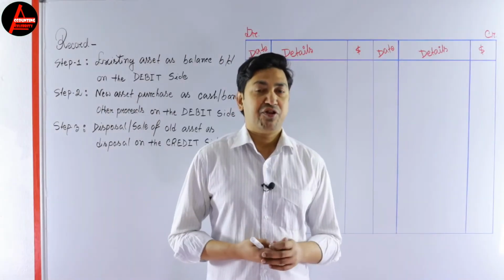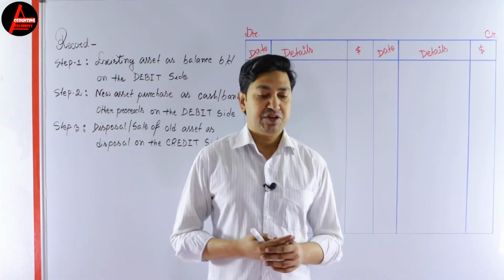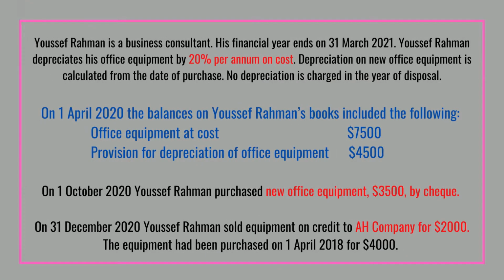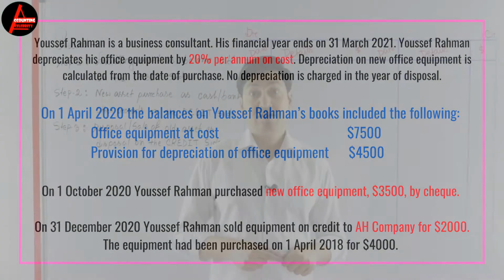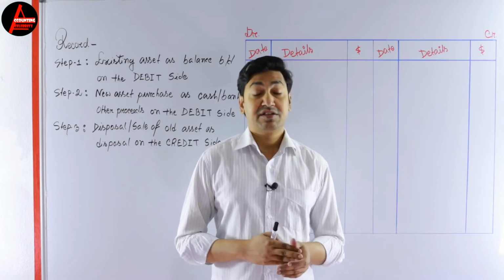So we have here the rate of depreciation, which is 20%. Then what is written here? On 1st April 2020, the balances on Yusuf Rahman's books included the following: office equipment at cost $7,500, provision for depreciation of office equipment $4,500. So these are the opening balances given in the question.